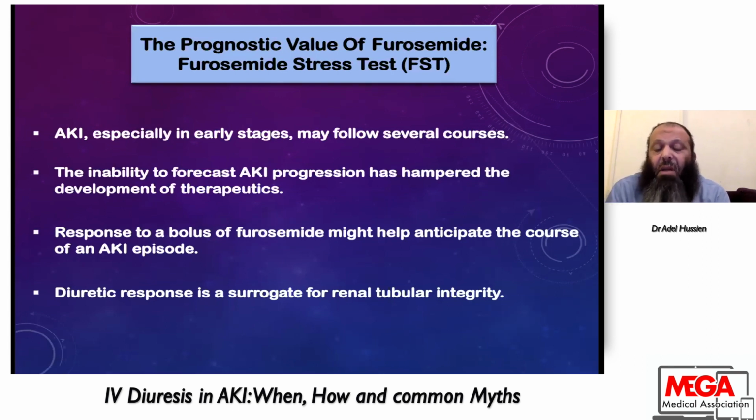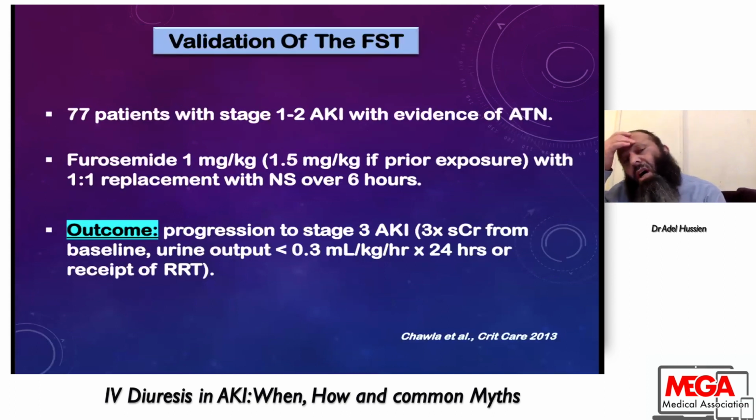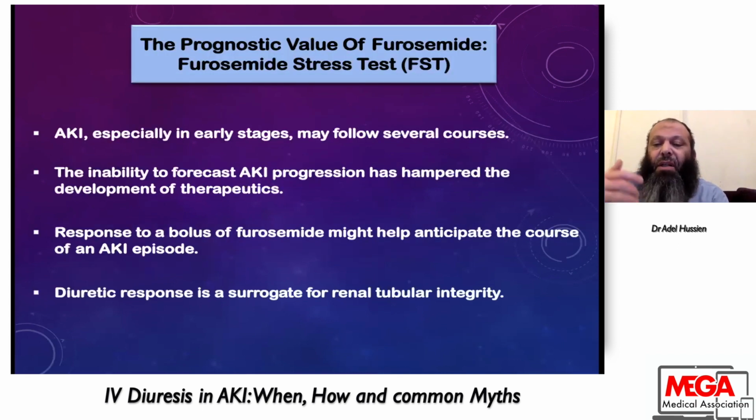The diuretic response, as we know, or the diuresis, is a surrogate for renal tubular integrity. So if urine is coming out after the diuresis, this is a surrogate or an indicator of renal tubular integrity. So the validation of a test to assess the renal tubular integrity is called the furosemide stress test, or FST.